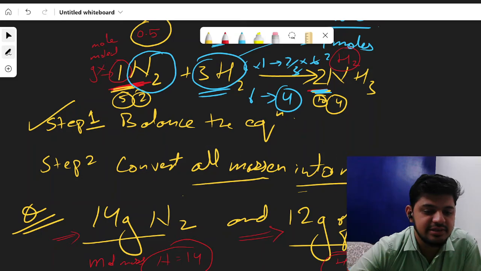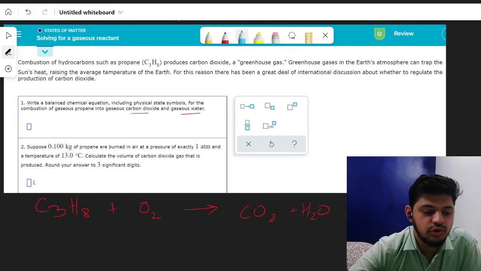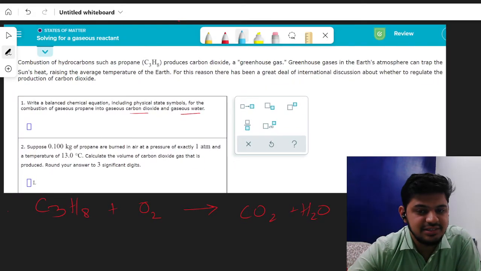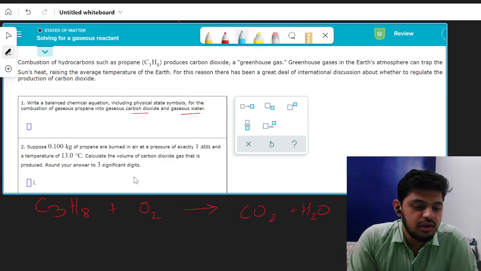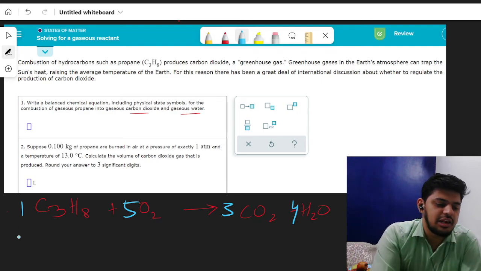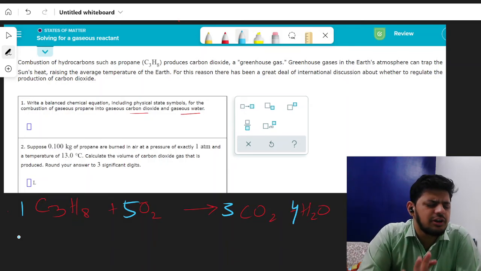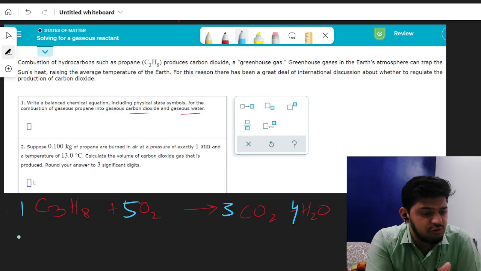Step 1 is to balance the equation. Yes, balancing the equation. How will we balance it? It will be 3 carbon dioxide and 4 water and 5 O2 and 1 C3H8, and this is now finally balanced. If you are facing problems with how to balance the equation, we will talk about that, don't worry, but right now our focus is different. Our focus is on how to solve these questions.